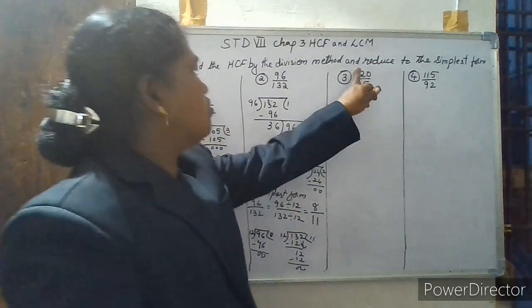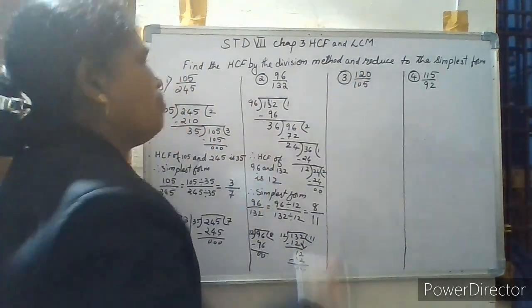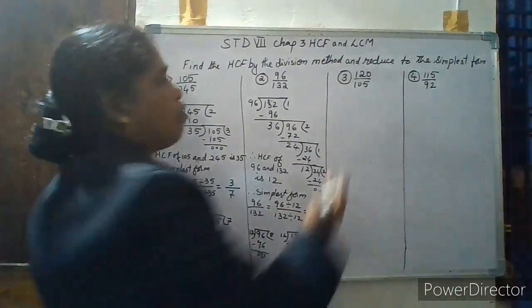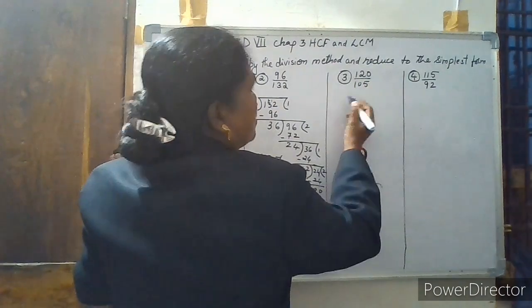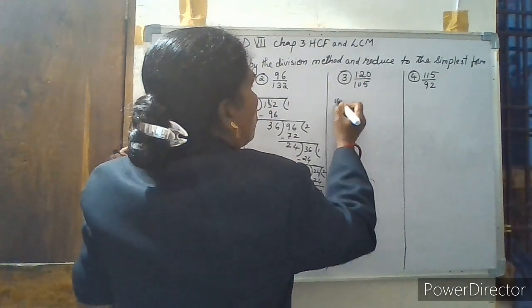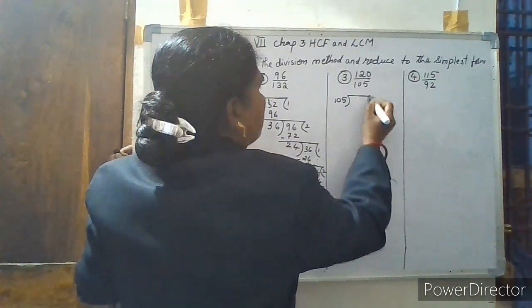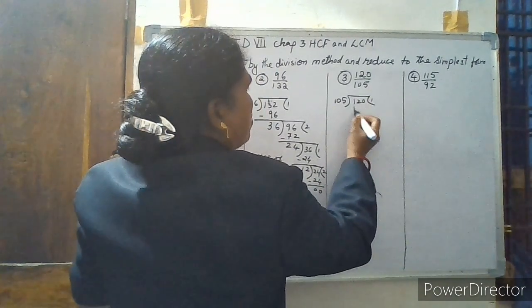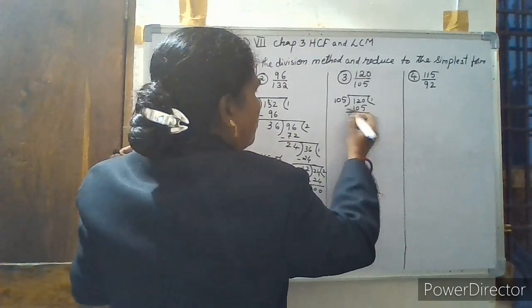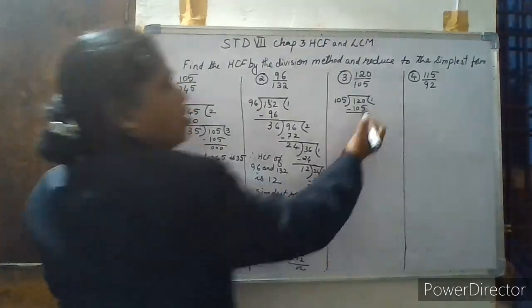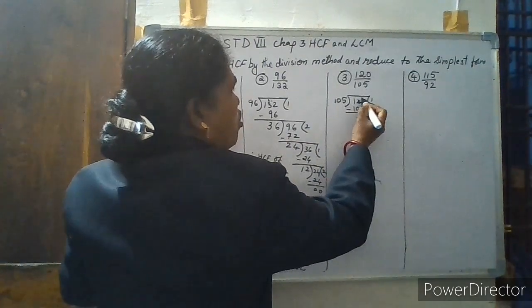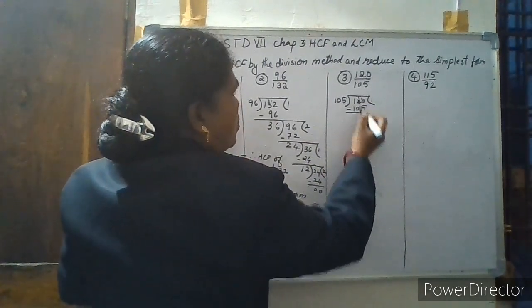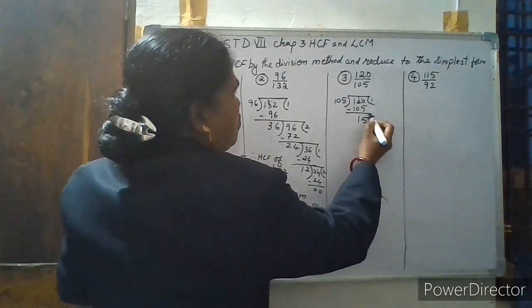Here the question is 120 by 105. Now the denominator 105 is smaller than the numerator 120. So let us take 105 as the divisor and 120 as the dividend. 105 ones are 105, very nearest, minus, 0, minus 5 we cannot do, so borrow 1 here, here 1 remains. So 10 minus 5 is 5, here 1. Now this is 15.